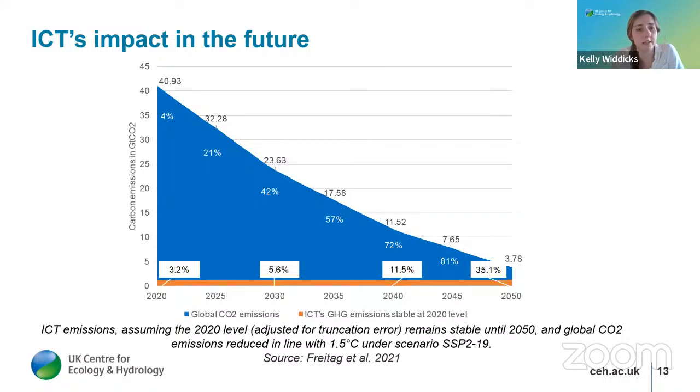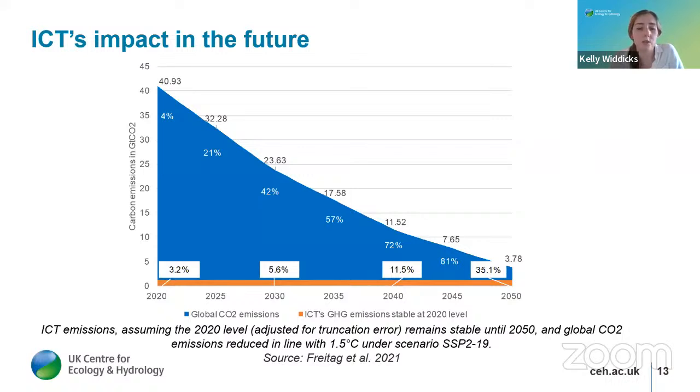So this chart represents global greenhouse gas or global CO2 emissions from 2020 to 2050. And the blue section represents whether non-ICT sectors would reduce in line with 1.5 degrees of warming. And if they did and ICT's emissions stayed stable, then ICT's share of global greenhouse gas emissions would become towards a third of overall emissions. And there's quite a big debate to be had around whether ICT can form this larger share if it's seen as a way to green the economy.